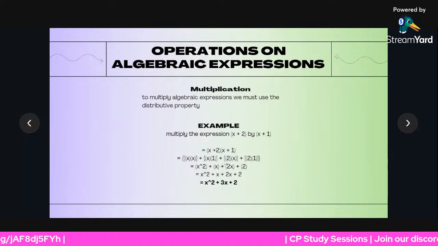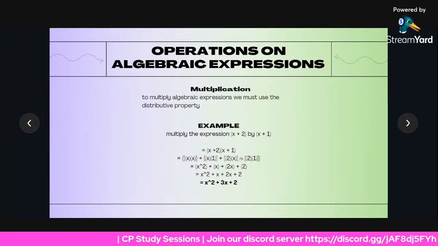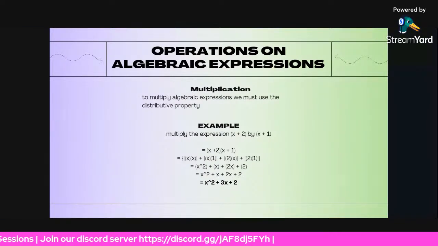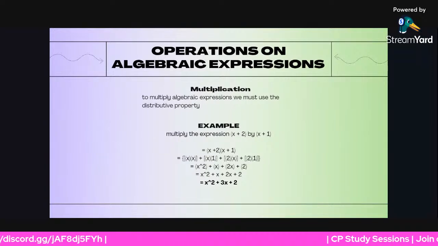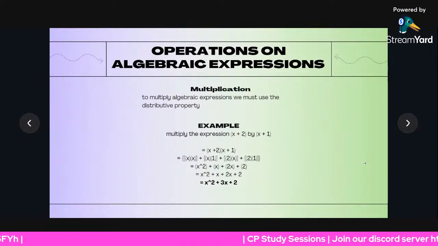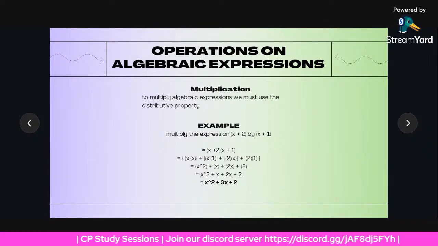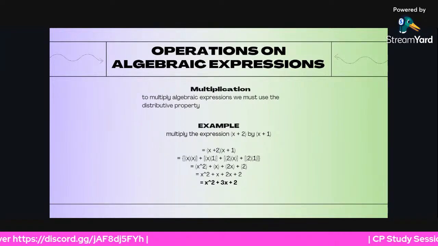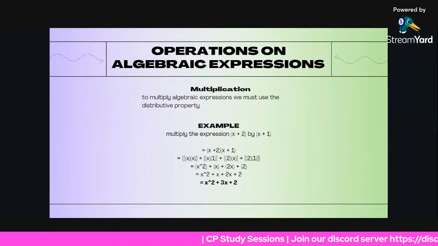Ang product niya is positive 2x. Then, yung last term mo, which is positive 2 and positive 1. Pag pinag-multiply mo is positive 2. So, after natin mag-multiply ng bawat terms, ang gagawin natin is i-check natin kung may similar terms ba na pwede nating ipag-combine.